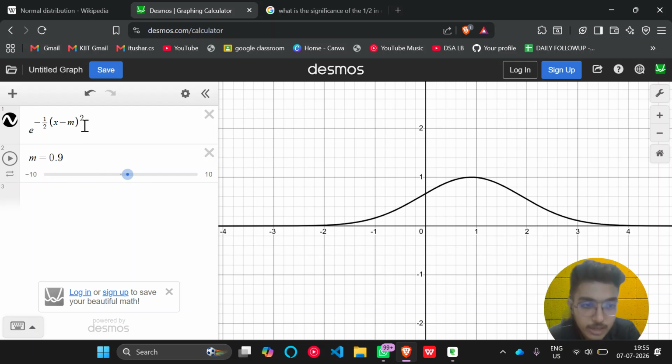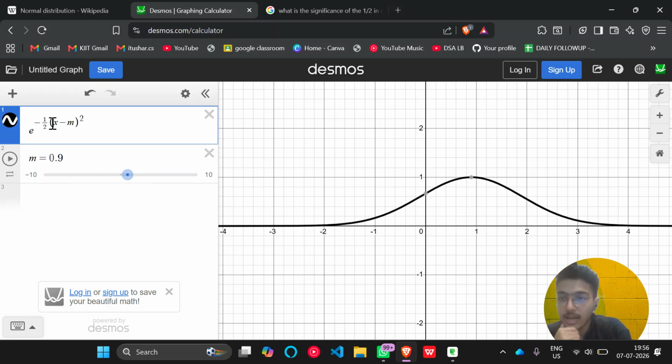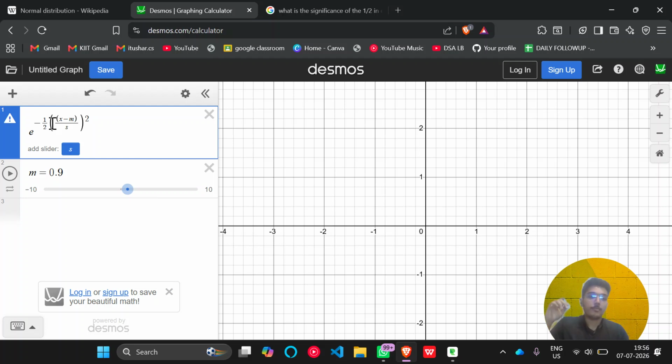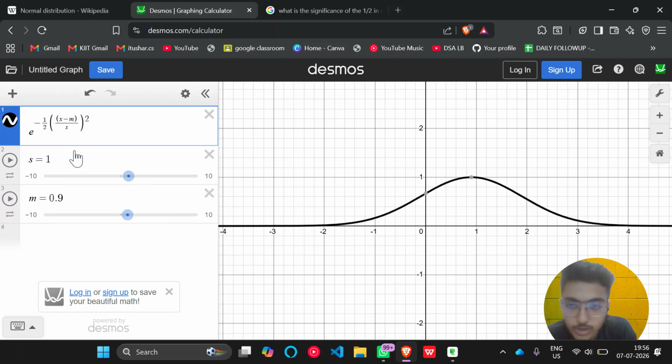And in order to be able to do that, what I need to do is add one more parenthesis to this, and then divide it by the standard deviation, which I signify here with S, which is sigma in the actual equation, which is nothing but the standard deviation of the population. So if I add a slider over here and change the value for S, the preset is 1, so the standard deviation is 1.